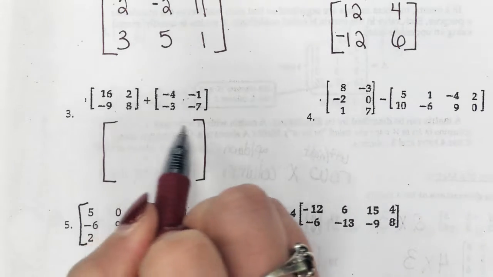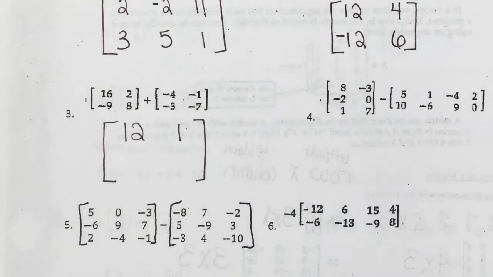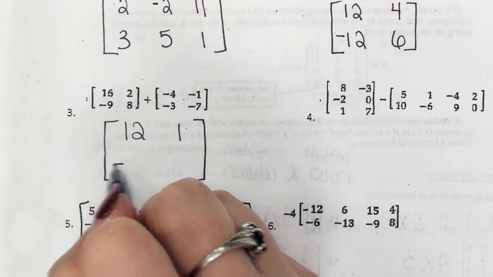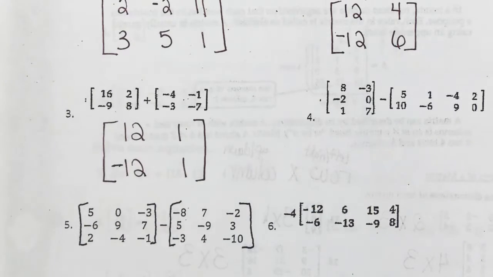All right, what'd you get for your top row? Just your top row. 12 and 1. Perfect. Y'all okay? Notice how I left plenty of space so it doesn't look like 121. What about your bottom row? Negative 12 and 1. Perfect. Y'all okay? Easy stuff?